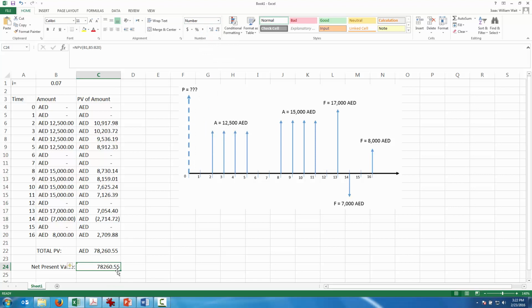The amount is 78,260. So the net present value function, what it does is in it, Excel already can know that whatever I selected first was in year 1, what I selected second was year 2, what I selected third was year 3. So it's sort of building in all of what we did manually through calculating this column. And it finds the net present value. So that's the solution to the first one.